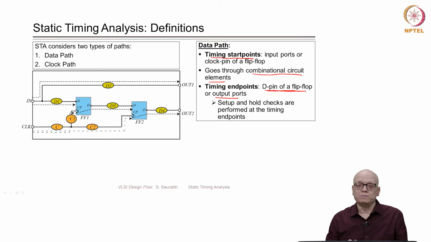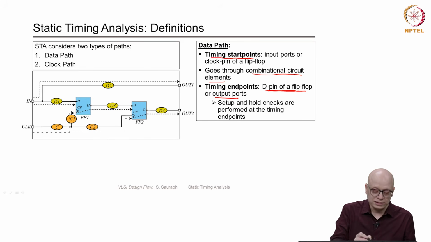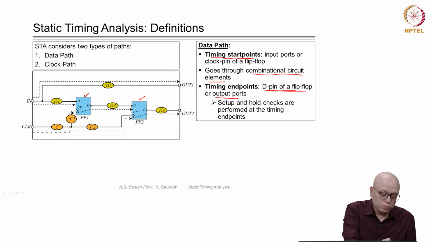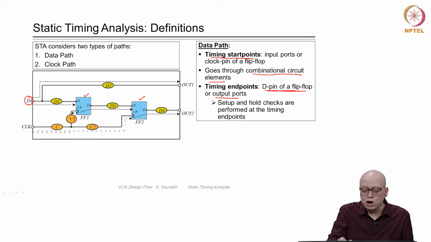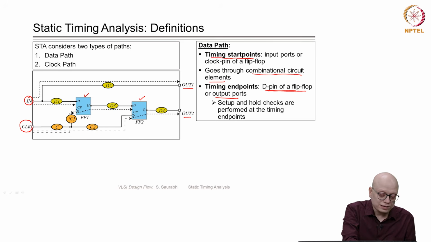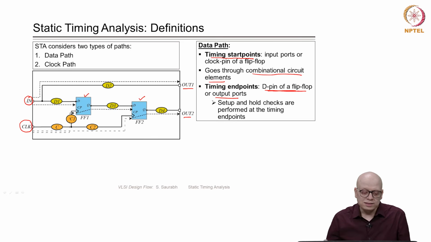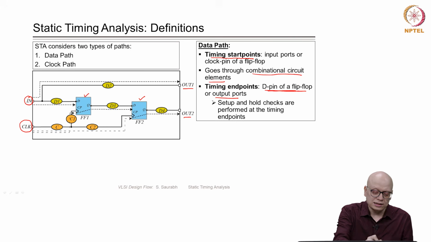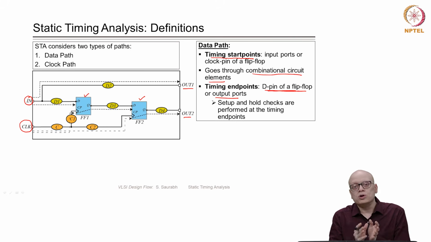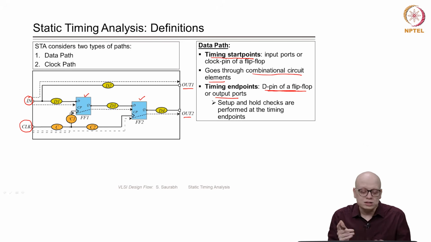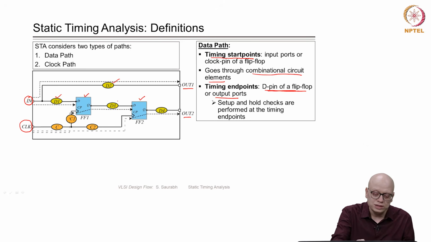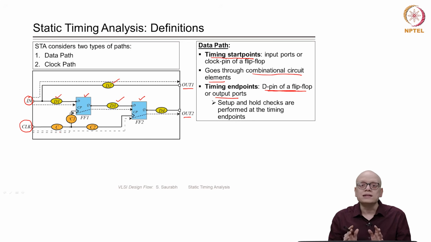So, let us take an example. Consider this circuit. This circuit has two flip flops, and then we have an input port in and two output ports, out 1 and out 2. There is a clock port which is also an input port. Now, in this circuit, the combinational logic clouds, or groups of combinational circuit elements, are shown as D1, D2, D3, C1, C2 and C. These are combinational circuit elements only.